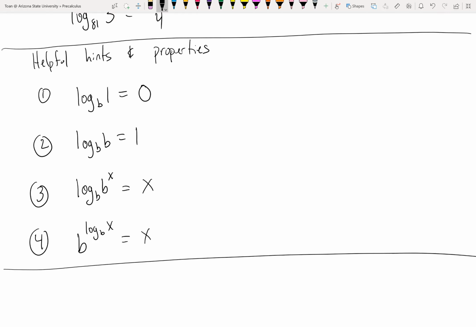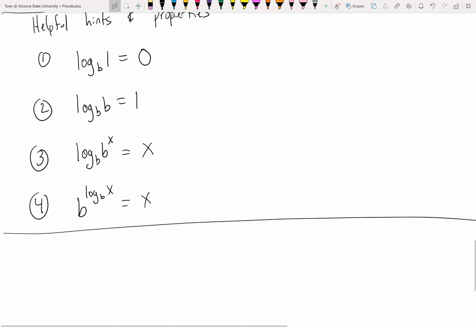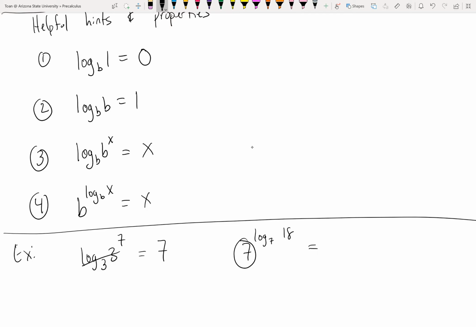So these properties and hints might help you evaluate, quote, harder looking problems. So for example, if I gave you log base 3 of 3 to the 7th power, I shouldn't have to do a lot of thinking. I should know that, hey, log base 3 and 3, they match, so they cancel out. That gives me 7. Right? 7 to the log base 7 of 18. Hey, exponential base of 7, log base 7, they're the same, so they will cancel out and give you 18.